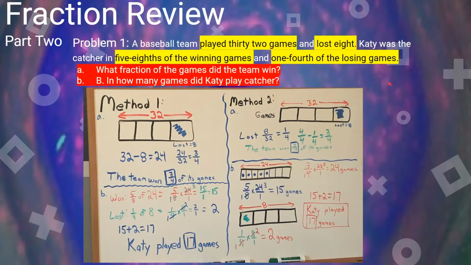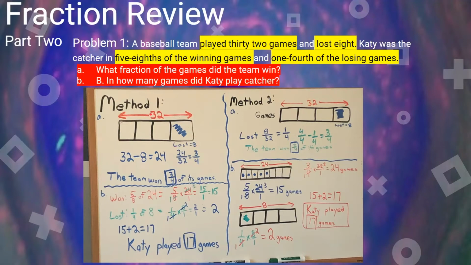So let's look at how we solved and attacked this problem. I'm going to give you two methods. You could have done it either way. You may have even had a method of your own, but these are probably the two most likely if you've been following the program. We use a tape diagram in method 1.